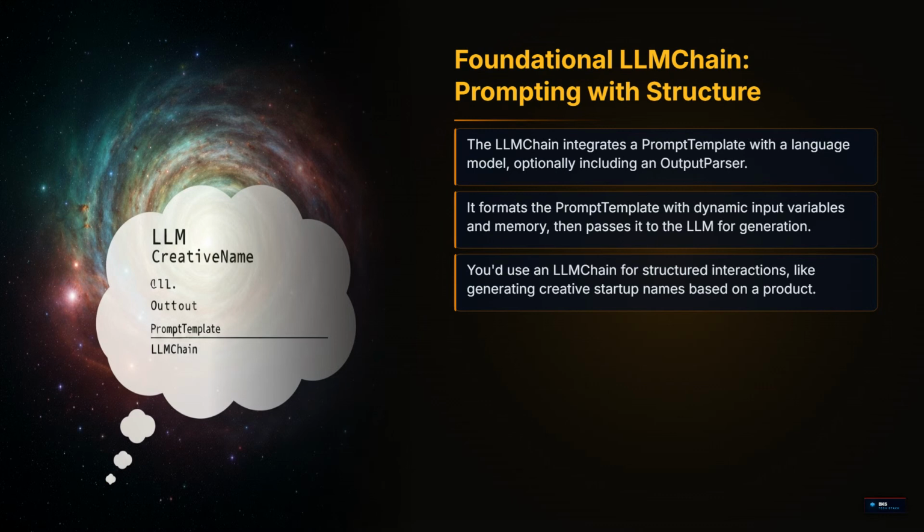The LLMChain is your foundational building block for structured interactions with an LLM. It essentially combines a template for your prompt with the language model itself. This allows you to dynamically insert specific inputs into your prompt before sending it to the LLM. For instance, you can ask, "What's an innovative name for a startup focusing on product?" The LLMChain fills in product and gets the answer, boosting the LLM's functionality for specific tasks.